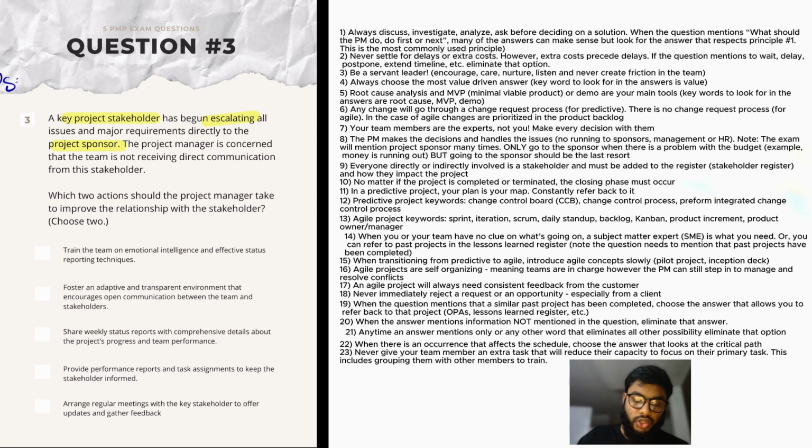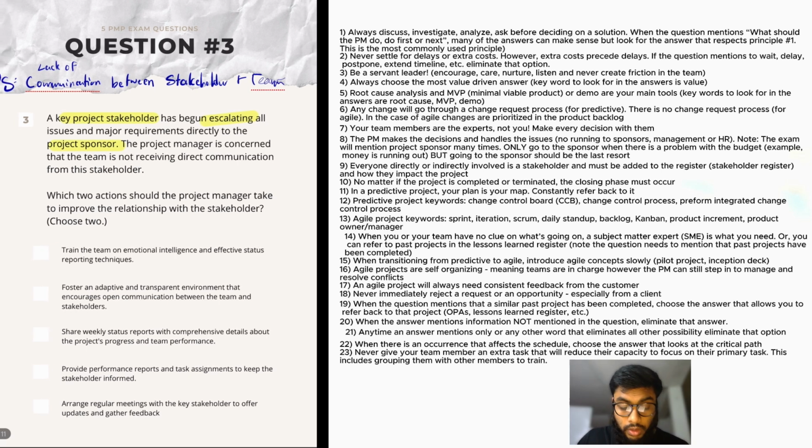There's a communication issue. So communication, or we should say lack of communication between stakeholder plus team. Okay, cool. Forgive me for my handwriting. It's terrible. I'm just realizing that right now. But we'll make it work.